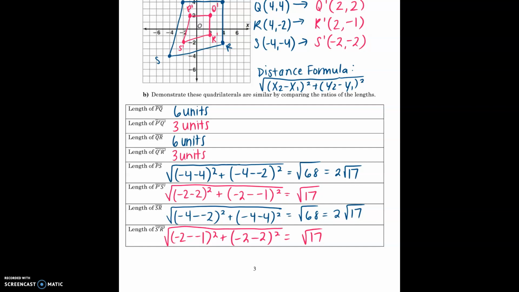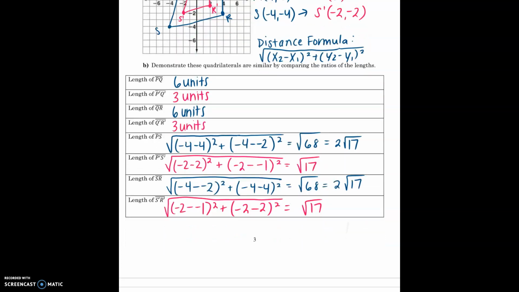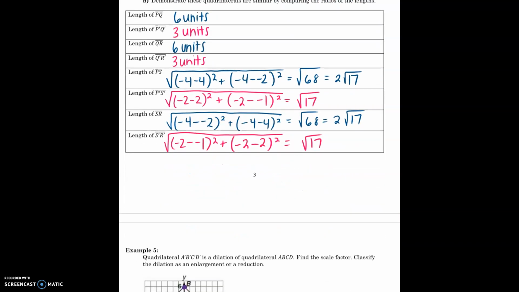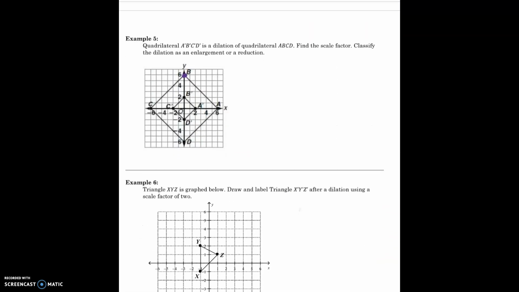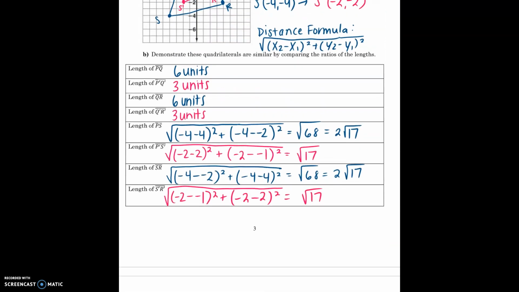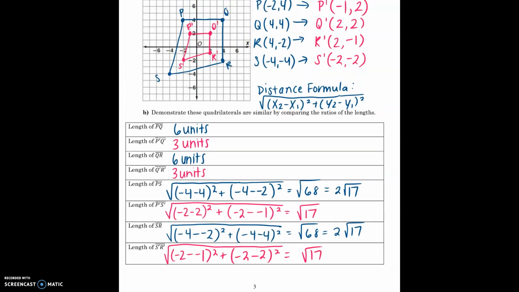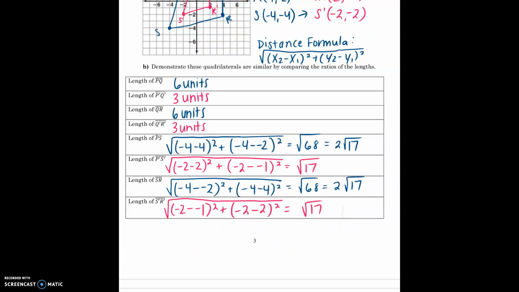Again, we can see that the length of our image, the square root of 17, is half the length of our pre-image, 2 times the square root of 17, which is the same proportion as our scale factor 1/2. This shows that the two quadrilaterals, PQRS and P prime Q prime R prime S prime, are similar figures.